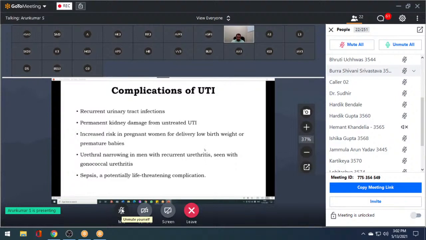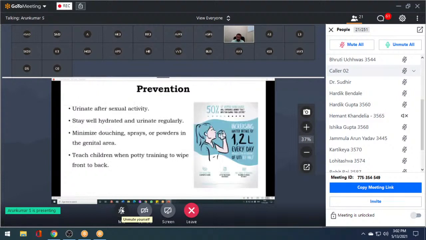Why are we concerned about UTI? One, it can be recurrent if you don't treat it. The UTI can ascend to the kidneys and cause permanent kidney damage, resulting in chronic kidney disease, and these patients may require dialysis in the future. That has to be remembered. In pregnant females, the risk of preterm deliveries and low birth weight deliveries is increased. And with recurrent urethritis, patients can develop urethral narrowing and strictures. This can predispose to further UTI. It can spread to the bloodstream, causing urosepsis. Because of all this, we are concerned.